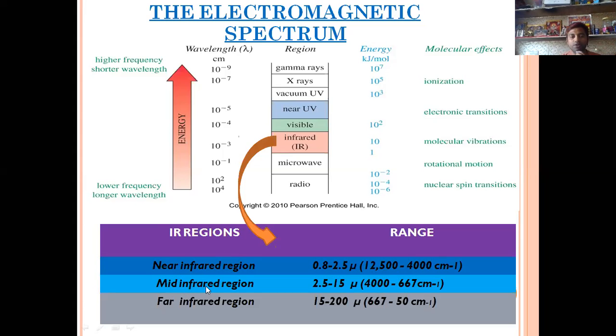Mid infrared region is 667 to 4,000 per centimeter, and far IR region is 50 to 667 per centimeter. So this is our IR region. We should remember this, as far as our examination is concerned, they may ask you to write the IR region or IR region spectrum.